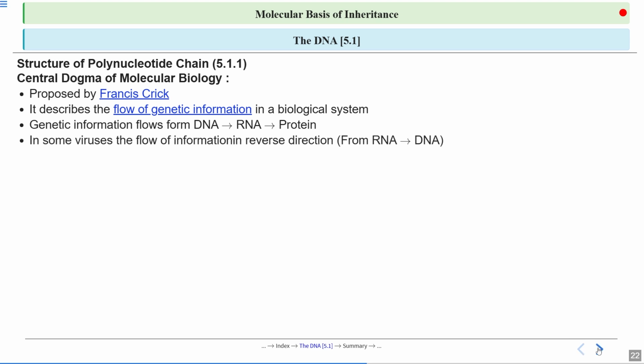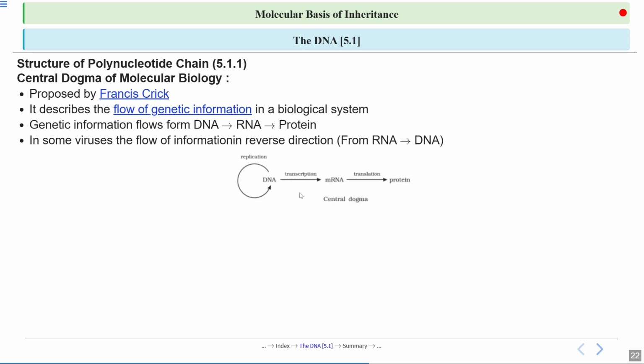Whereas in some viruses, the flow of information is in the reverse direction. In most of the cases, it is from DNA to RNA. But in the case of viruses, what is the flow of information? It is reverse, that is, from RNA to DNA.